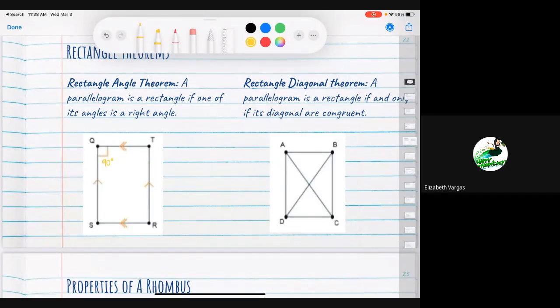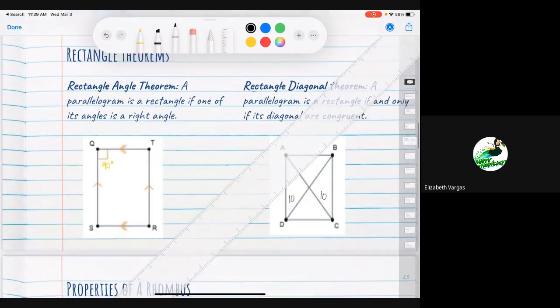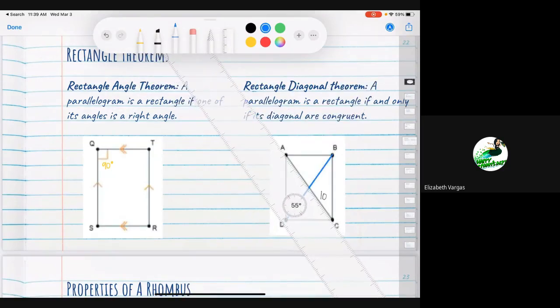Another theorem we have is the rectangle diagonal theorem, which basically says a parallelogram is a rectangle if and only if its diagonals are congruent. So if its diagonals are congruent, such as, let's say that B to D is 10. Well, if B to D is 10, then A to C must also be 10. So those diagonals must be congruent to each other. And what we're looking at as far as these diagonals are these right here. So B to D, 10, A to C, 10, right? So those diagonals will be congruent.